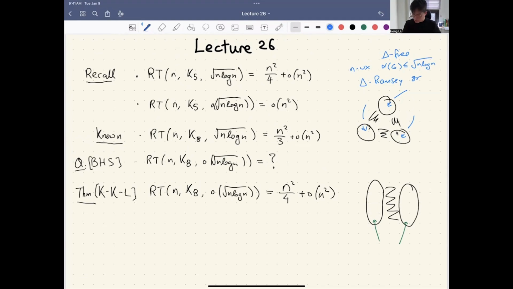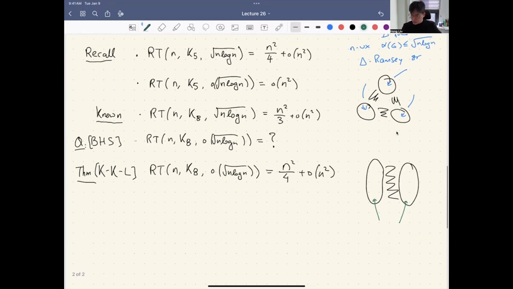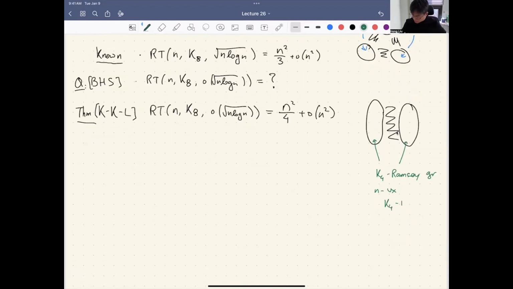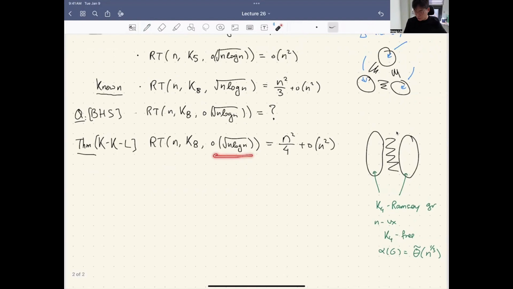Now instead here, we'll put the K4 Ramsey graph. We now know that there is this K4 Ramsey graph: n vertices, K4-free, with independence number, up to polylog terms, n to the 1/3. So it's much below this threshold. It has this many edges. That's the lower bound.